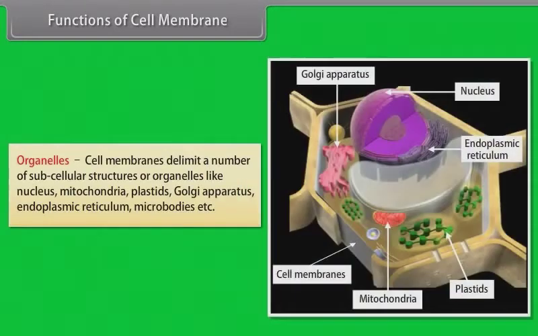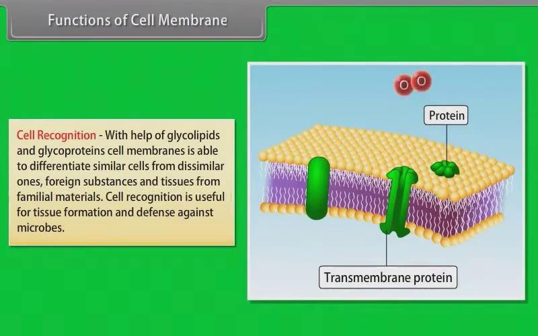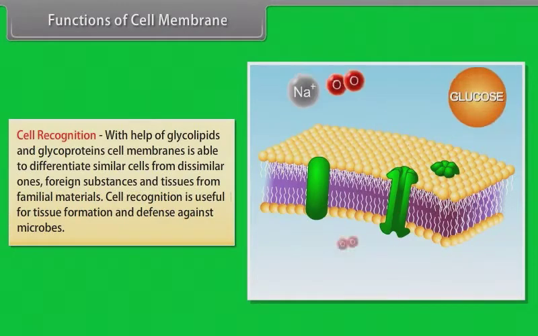Organelles. Cell membranes delimit a number of subcellular structures or organelles like nucleus, mitochondria, plastids, Golgi apparatus, endoplasmic reticulum, microbodies, etc. Cell recognition. With the help of glycolipids and glycoproteins, cell membrane is able to differentiate similar cells from dissimilar ones, foreign substances and tissues from familial materials. Cell recognition is useful for tissue formation and defense against microbes.